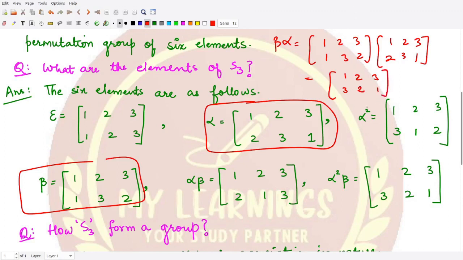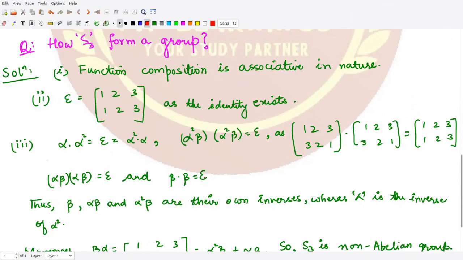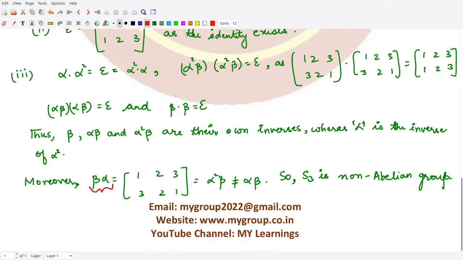And what is this thing? This is not equal to alpha beta, right? Because here we have 3 to 1, and here we have 2 1 3. So as both of them are not equal to each other, the property of commutativity doesn't hold here. So therefore this S3 forms a non-abelian group.